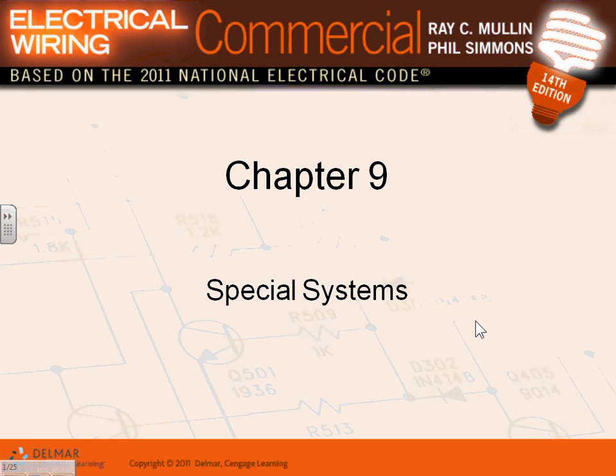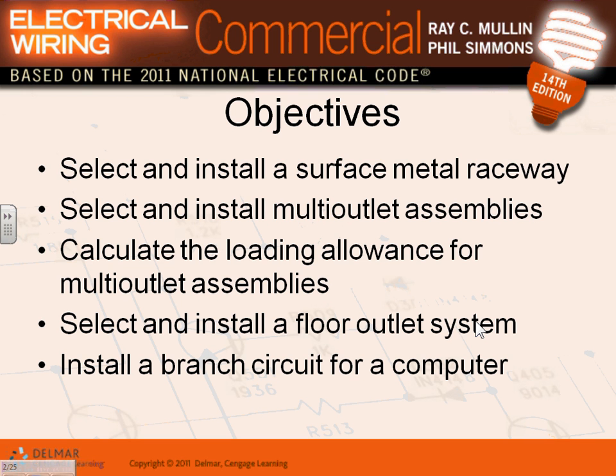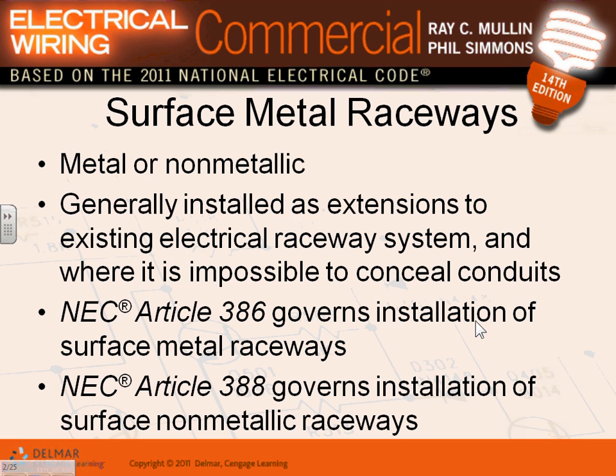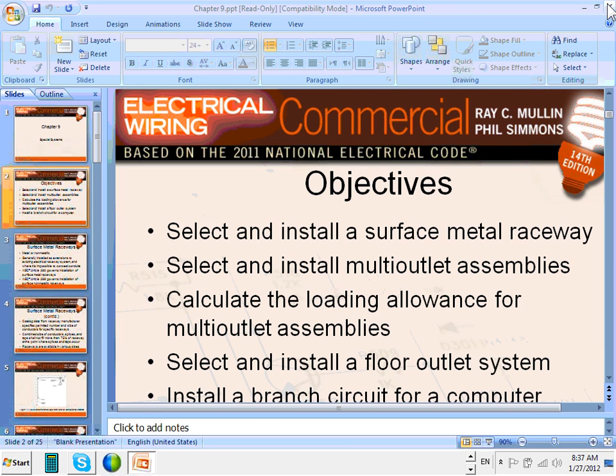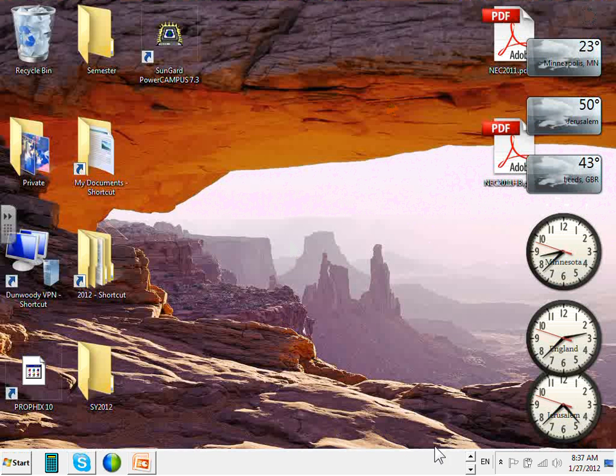We're going to touch on a few of them. So this chapter talks about metallic raceways and surface metallic and non-metallic raceways, multi-outlet assemblies. These are the major parts that we're going to be talking about: the metallic surface raceways and multi-outlet assembly. Load calculation for multi-outlet assembly. You know how we did the load calculation for multi-outlet assembly based on the length, if it's continuous or non-continuous.